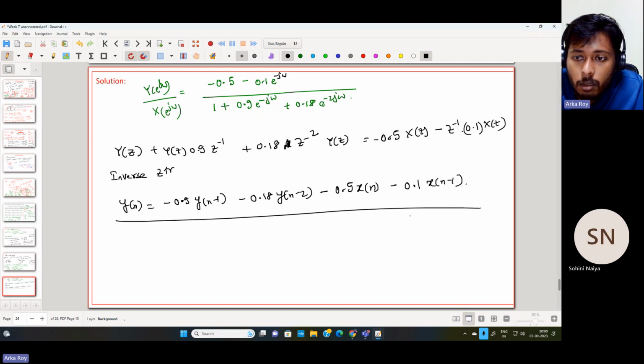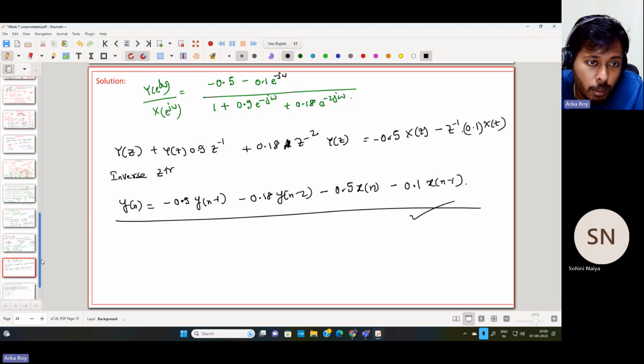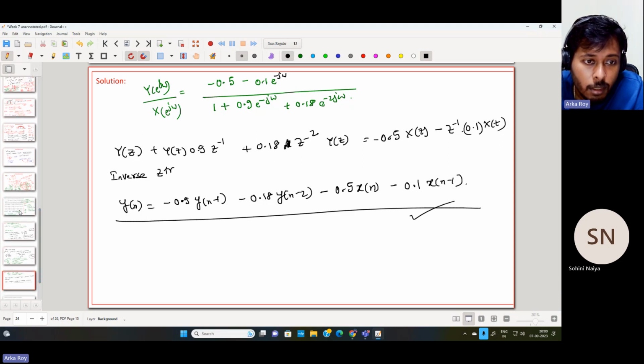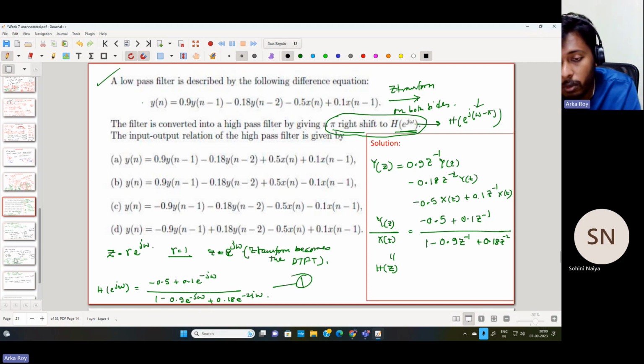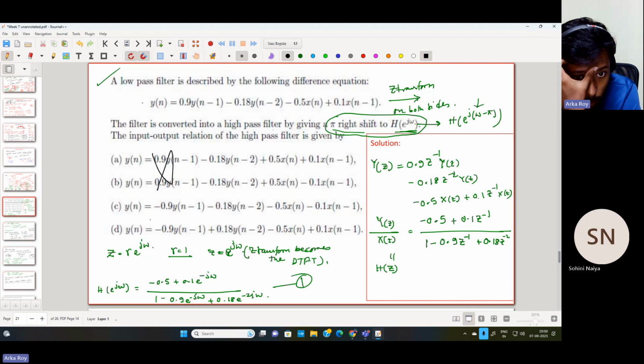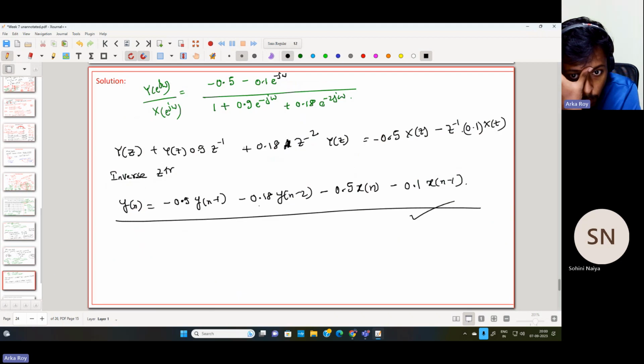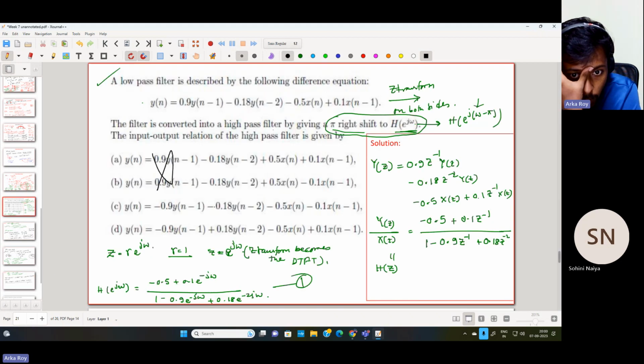So this is the final answer for this particular question, and let us check which one of these actually resembles the same form. So it would be minus 0.9, so these two options are nullified, and this is minus 0.18, so this option is also nullified. So option C is the final answer.